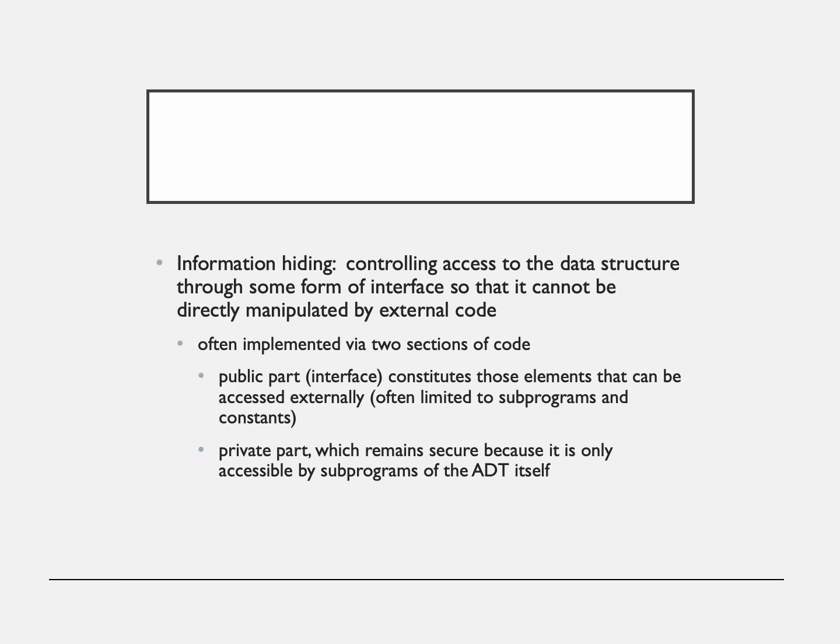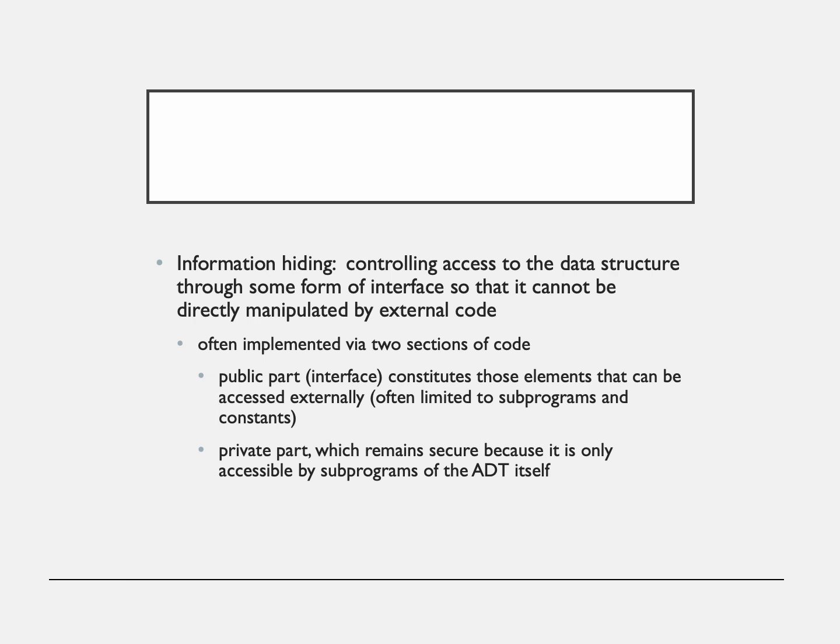So, one of the most important principles in software design, especially when working with abstract data types, is information hiding. The idea is simple but powerful. We want to control access to the internal details of a data structure so that external code can't manipulate it directly. Instead, interaction happens only through a well-defined interface.